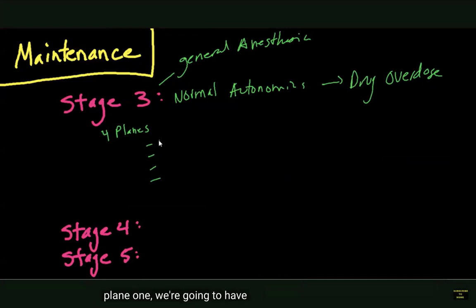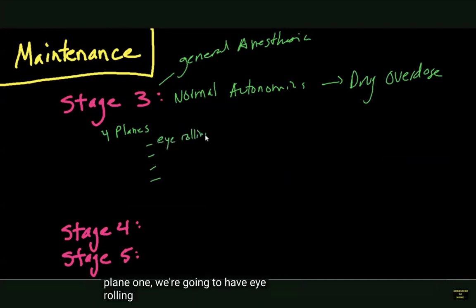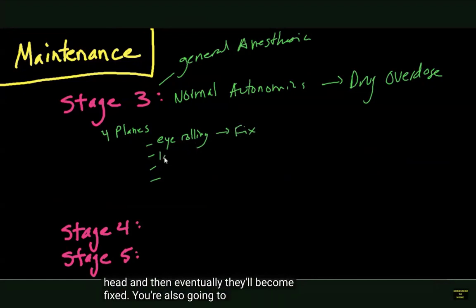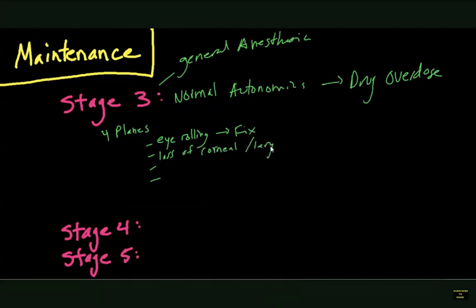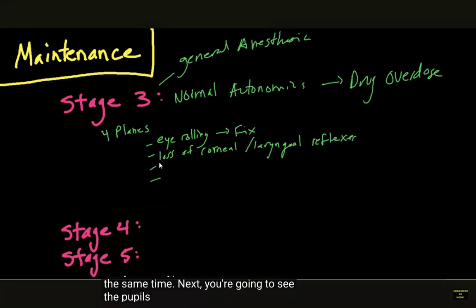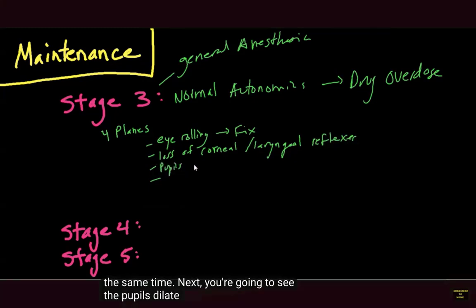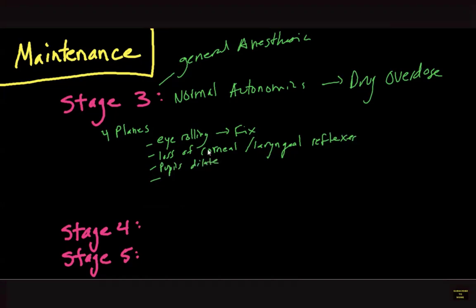Plane 1, we're going to have eye rolling initially, and then that's going to become fixed. So you're going to see the eyes moving about, rolling back in the head, and then eventually they'll become fixed. You're also going to have loss of corneal and laryngeal reflexes. Next, you're going to see the pupils dilate. And also see a loss of light reflex.